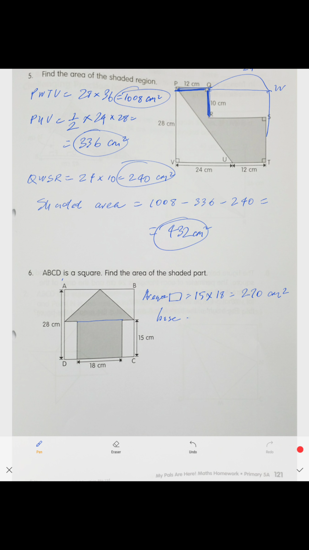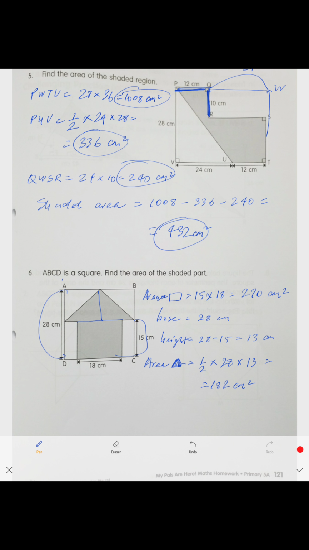So we can write it down, right? Base is 28 centimeters. Now the height is like this, right? If the whole thing is 28 and the part is 15, and this is our height, 28 minus 15 is 13 centimeters, right? Okay, and we can find the area of the triangle. Area of the shaded triangle, 1/2 times base 28 times 13. Yeah, it is 182 square centimeters.